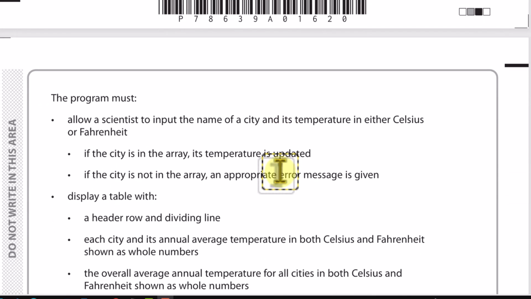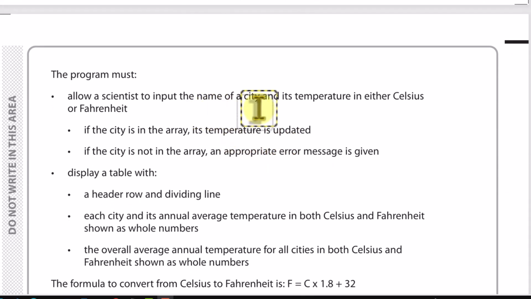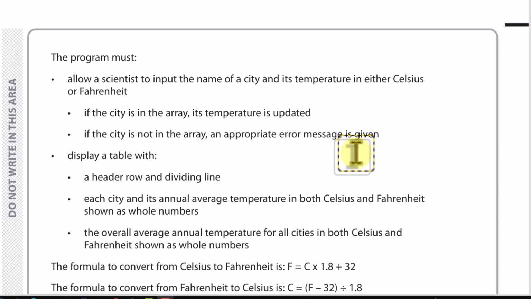The program must allow a scientist to input the name of a city and its temperature in either Celsius or Fahrenheit. If the city is in the array, its temperature is updated. If the city is not in the array, an appropriate error message is given. For example, city not in the list.